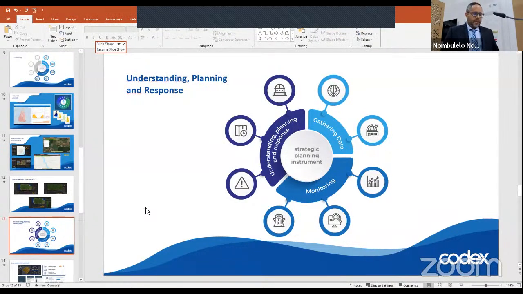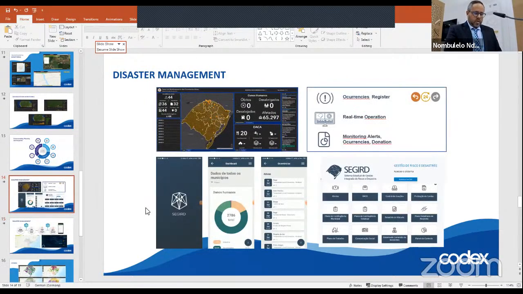And after we gather data and after we start monitoring, it's time to understand. We understand which are the consequences, and it's time to plan a sustainable future and to respond to natural disasters associated with climate change. Once we realize the climate is changing, we need to provide public agents with tools to reduce response time and manual procedures when a natural disaster strikes. Time is vital to minimize damage and save lives.